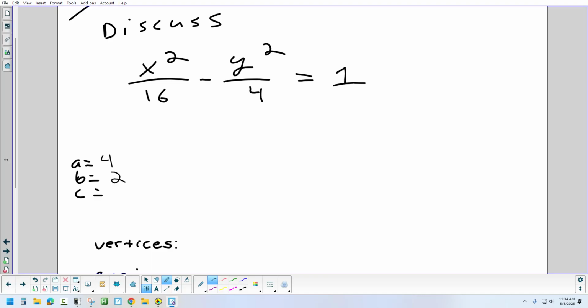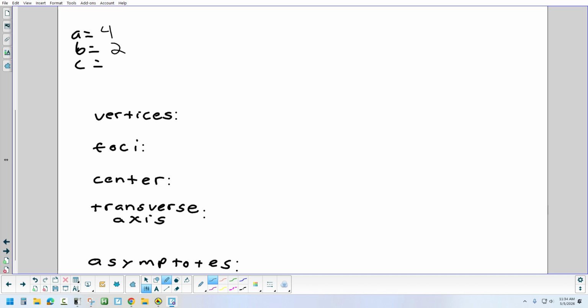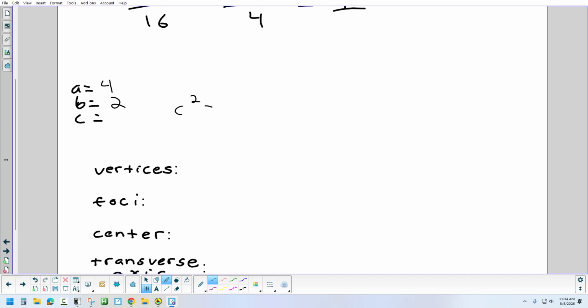But if you want to find the foci, you need C. What's the formula that connects A, B, and C? C squared equals A squared plus B squared. That's going to be the square root of 20, which is 4 times 5. So that's 2 root 5. And yes, you want to reduce that as much as you can. All right, so C is 2 root 5.